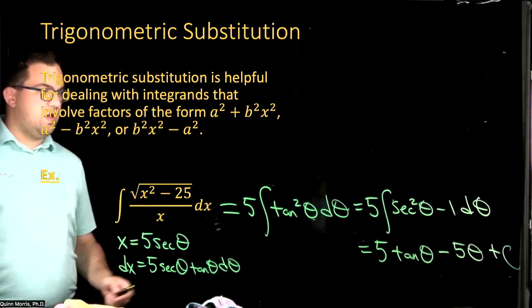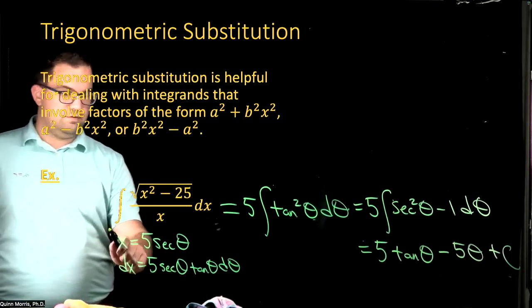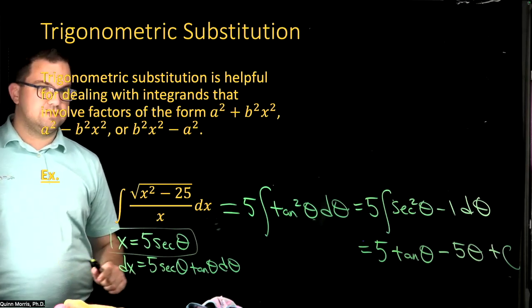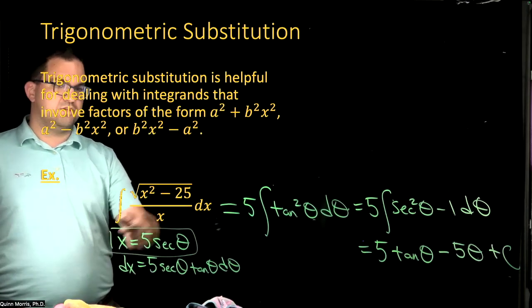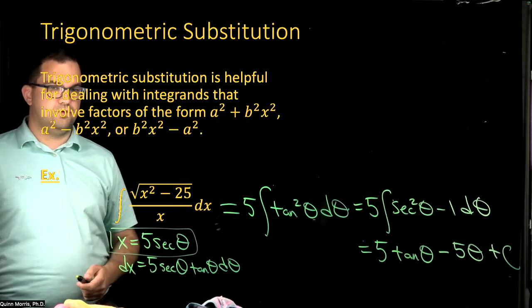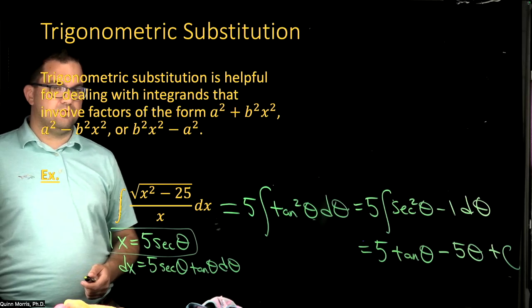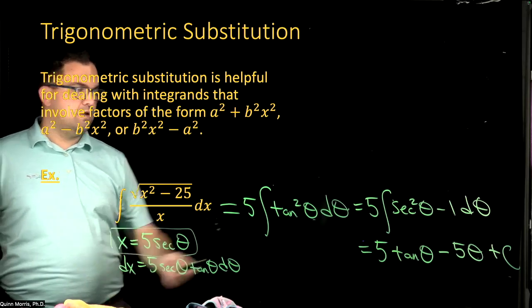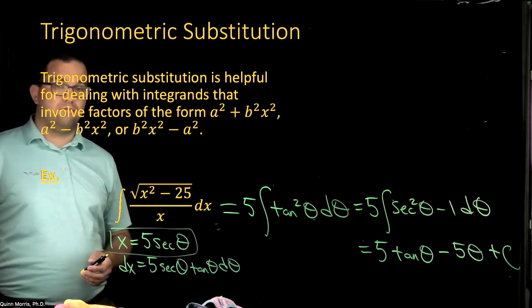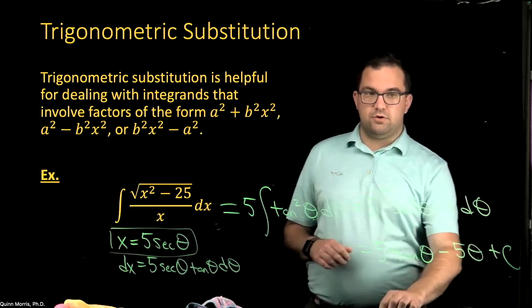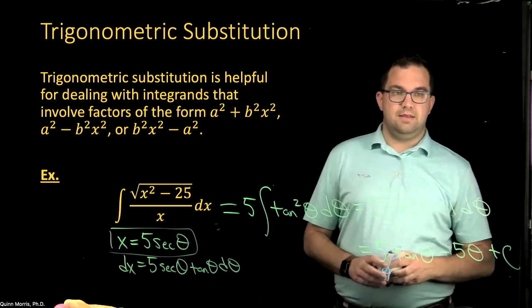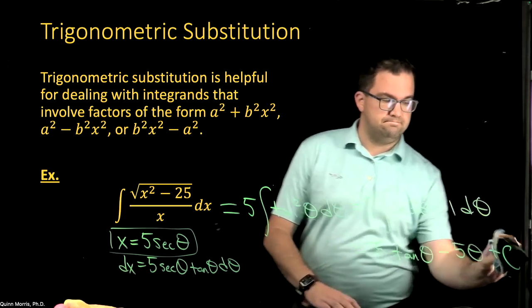Now, I'm not entirely done because I need to convert back in terms of x. So for this theta here, I can actually just directly solve here. I'll get that theta is equal to secant inverse of x over 5. But for this tangent theta, I will have to draw a reference triangle. And again, you should be able to complete this problem. I would encourage you to try that. And if you're stuck, you come talk to me.